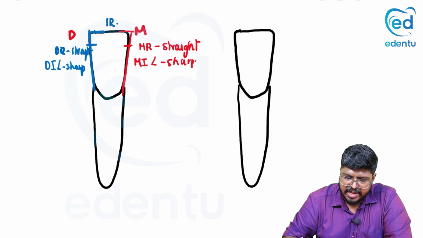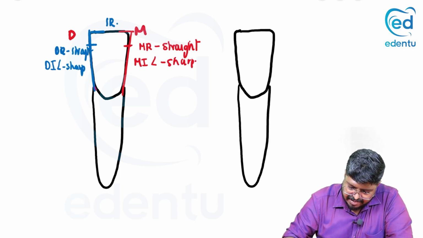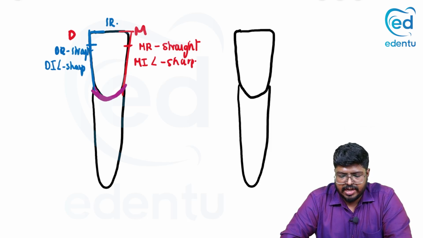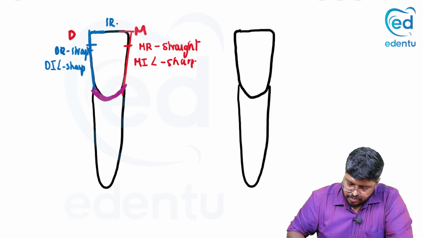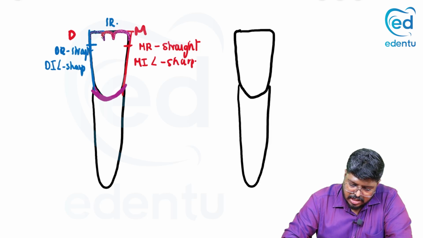Now we come to the cervical outline. The cervical outline again is symmetrically curved. It exhibits great symmetry. Therefore, symmetrically curved. Incisal outline, if you see, you will find the appearance of mamelons in newly erupted teeth.